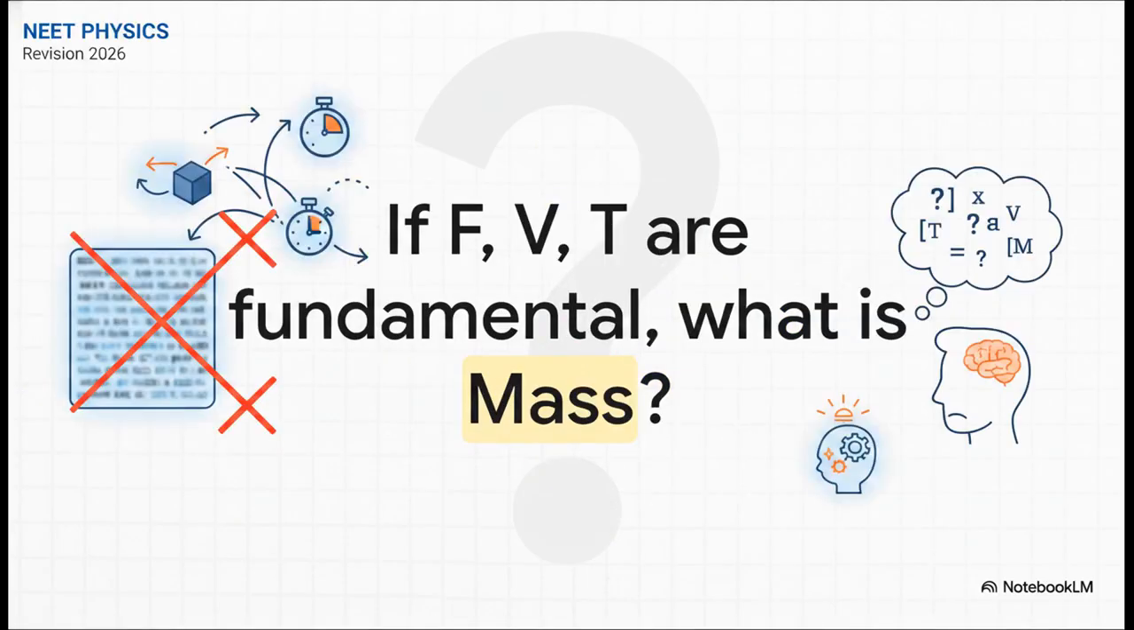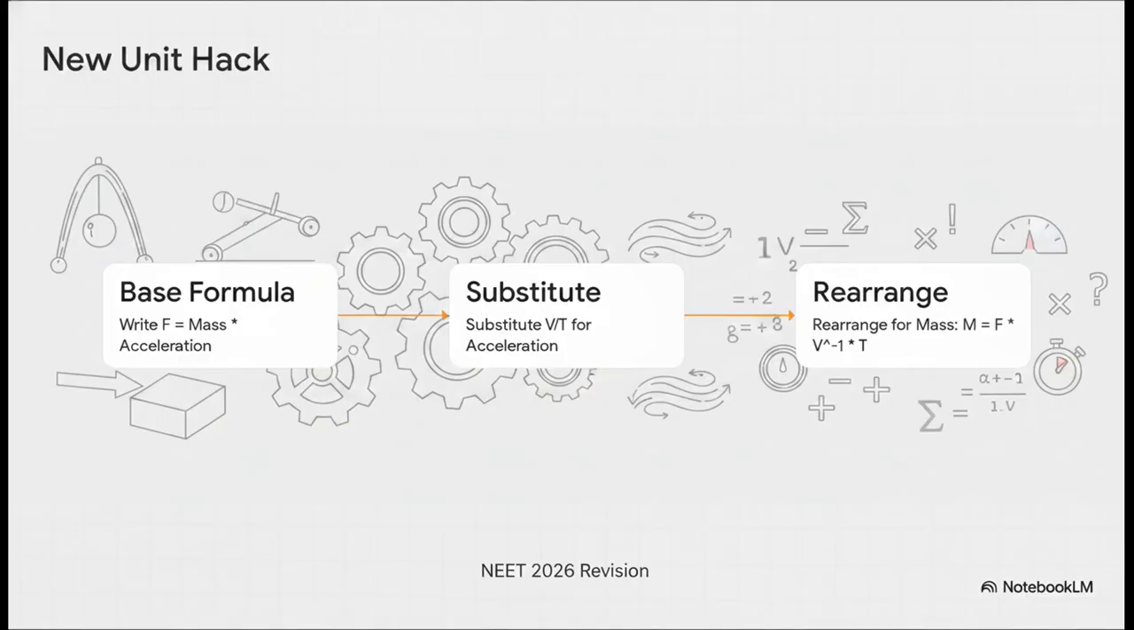Okay. MCQ 9, the dreaded new fundamental units problem. If force, velocity, and time are taken as fundamental units, what is the dimension of mass? People get so stuck here trying to write out and solve giant complicated matrices. Skip the matrices. Here's the hack. Step 1: write the absolute simplest physics formula you know that connects these. Force equals mass times acceleration.